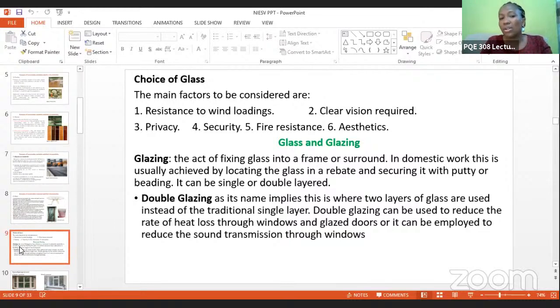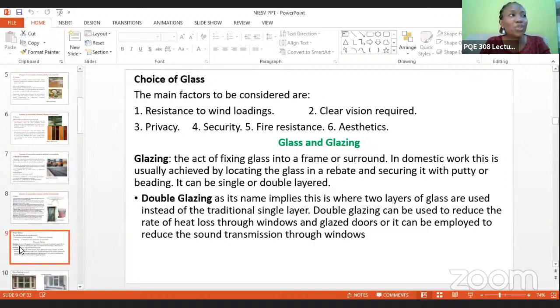Now, your glazing can be a single layer. A single layer of glass is when you just pick a glass and fix it in a frame. Or you can use a double glazing, depending on the thickness you want. That is when you're using two layers of glass instead of just a single layer. The moment you know what your glass is and what your glazing is, whether it is single layer or double layer, you will be able to work with that. But I talked about fixing them into a frame or surrounding.